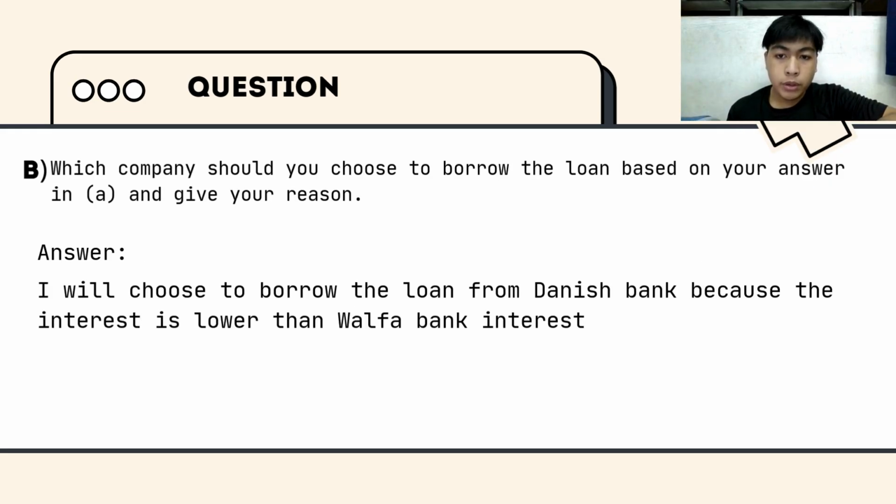Question B. Which company should you choose to borrow the loan based on your answer in A, and give your reason? The answer: I will choose to borrow the loan from Danish Bank because the interest is lower than Alpha Bank's interest.